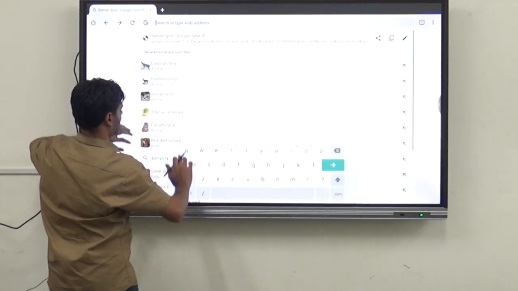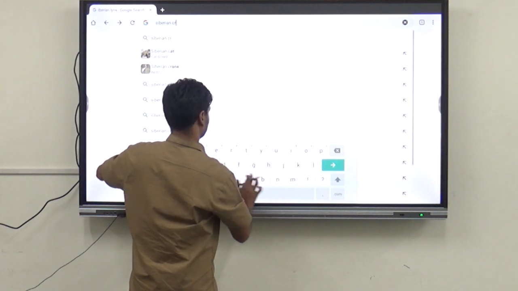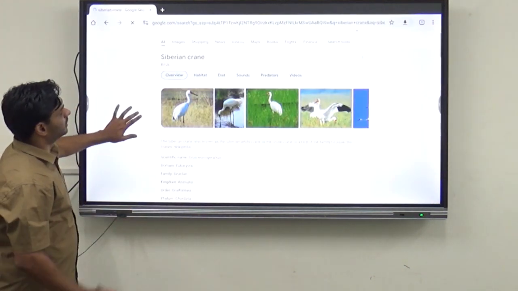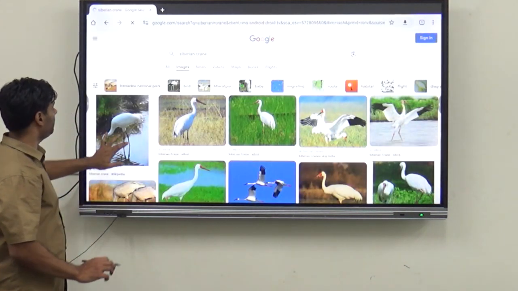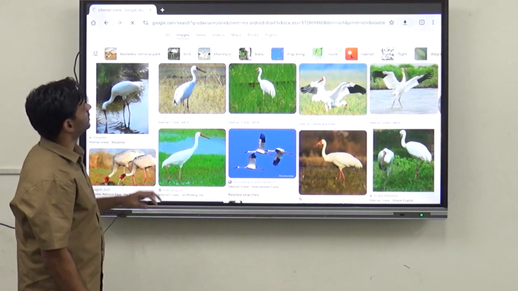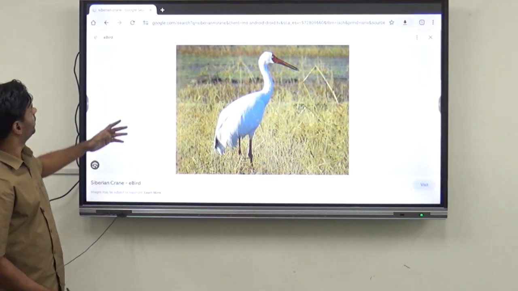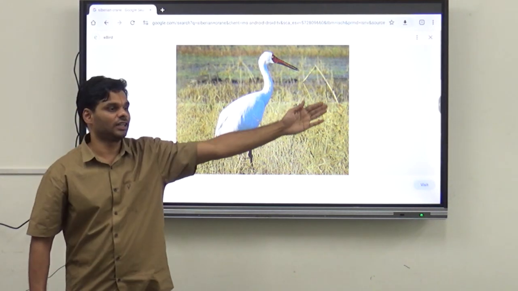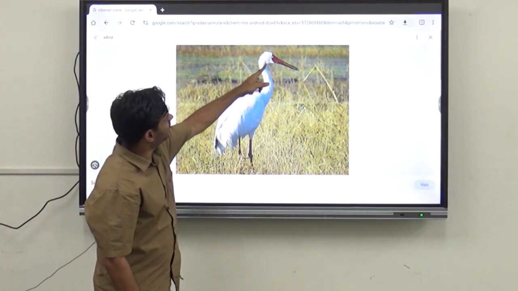Let's just see how a Siberian crane looks. Yeah, this is a Siberian crane. There are many different kinds of cranes, right? Siberian cranes are big actually, quite big. If you go to Ranganathittu, you can literally see eight different kinds of crane just if you look around. So this is how a Siberian crane looks.